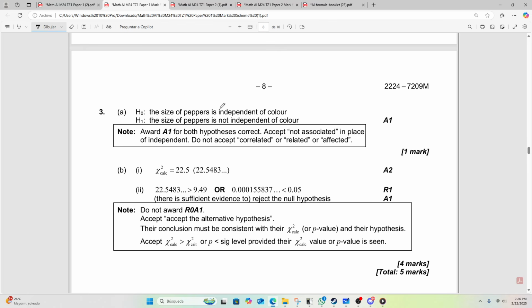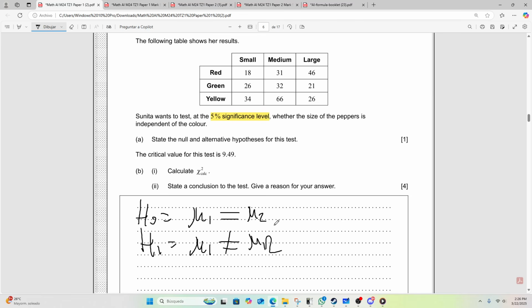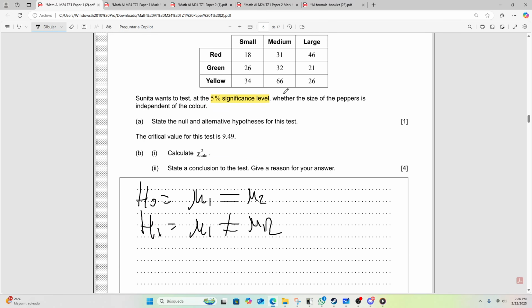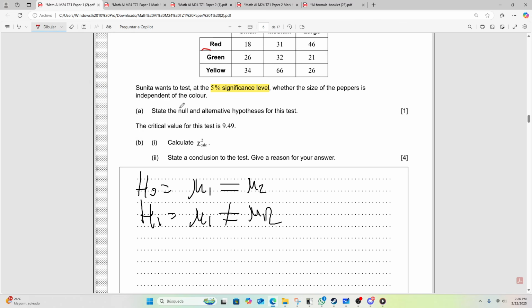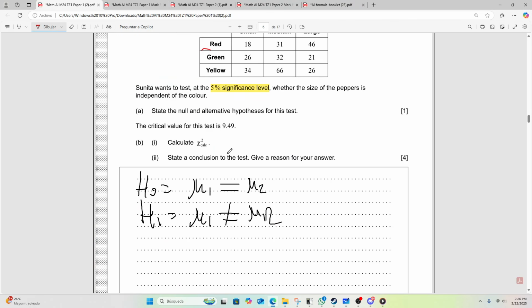The size of the peppers is independent of color, or the size of peppers is not independent of color. So basically, when they say that it is independent, it's going to be that they're equal to each other, and not independent, they're not equal to each other. See? So here, again, I read it really quickly. I just put the mean. Didn't realize we were not talking about means. Oops. But I can portray the idea that the null is no change, while the alternative is yes change.